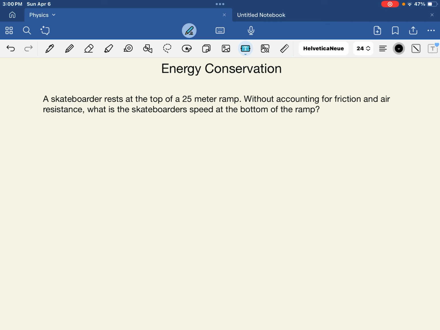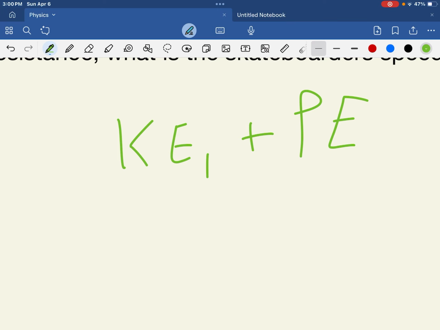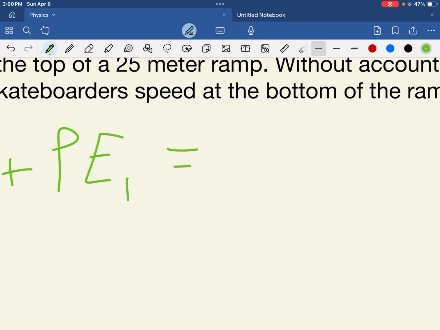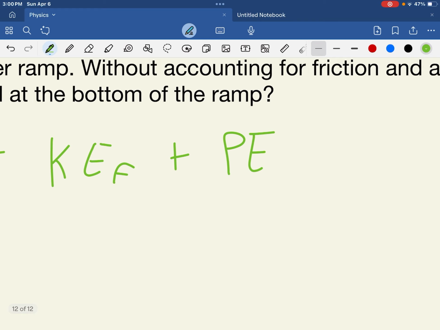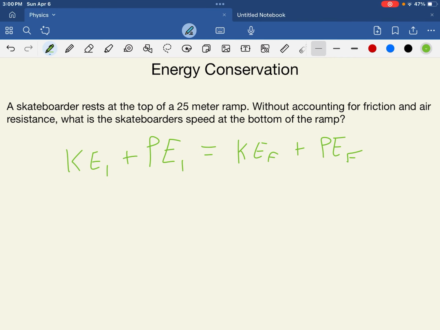it, but we do. So we have to use the energy conservation, which is kinetic energy initial plus potential energy initial equals kinetic energy final plus potential energy final. Now this is just a relationship between kinetic energy and potential energy.